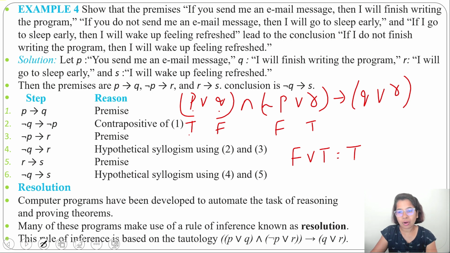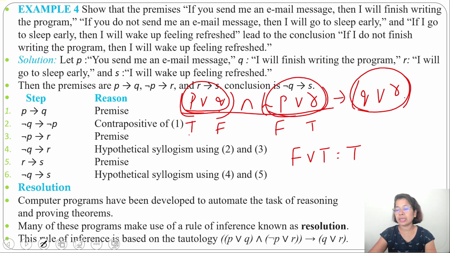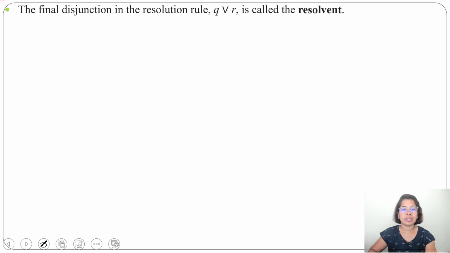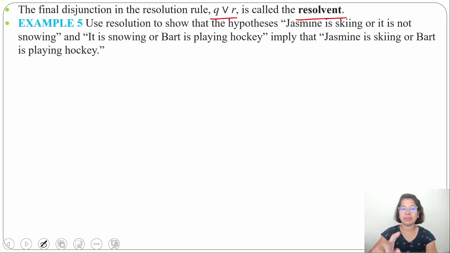In the case of OR, if both are false, then it will be false, otherwise it is true. If both are true, it will be true, or if either one is true, it will be true. So from this we conclude that either one or both of Q and R can be true. So if P or Q is true and negation P or R is true, then Q or R must be true. That is our resolution. The final disjunction, Q or R, is called the resolvent. Let's solve some examples. Example 5.